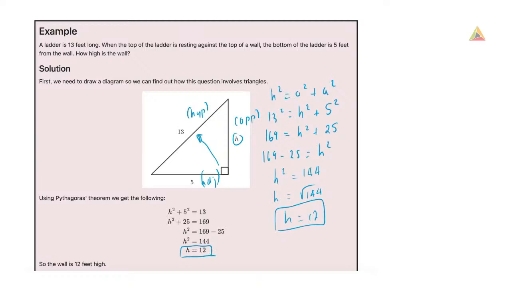And that's the answer they've given below, so I've just done it out there. So the wall is 12 feet high. The reason it's 12 feet high is because we were told that the ladder was 13 feet long, and the ladder is 5 feet from the wall. It's given to you in feet, so your answer will be in feet as well.